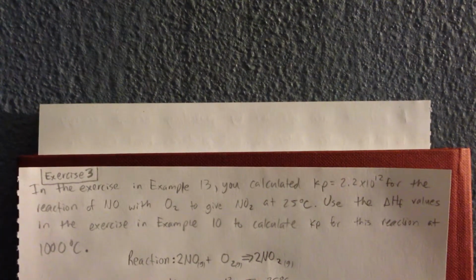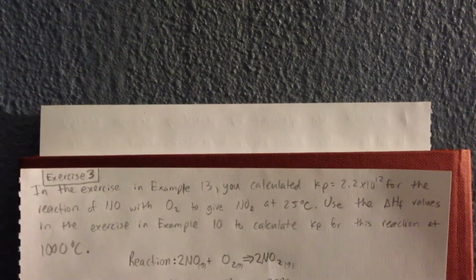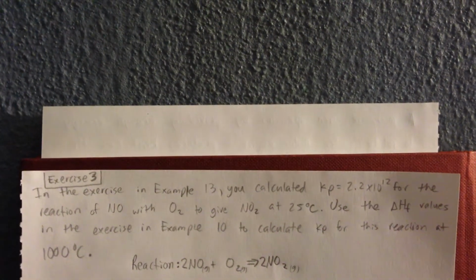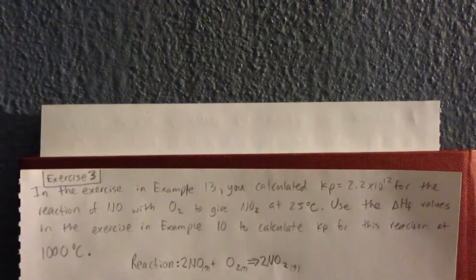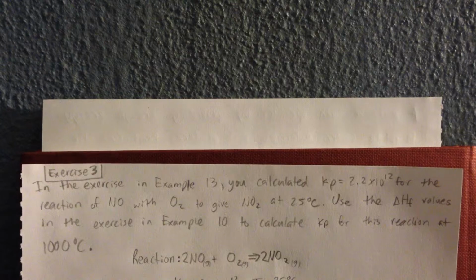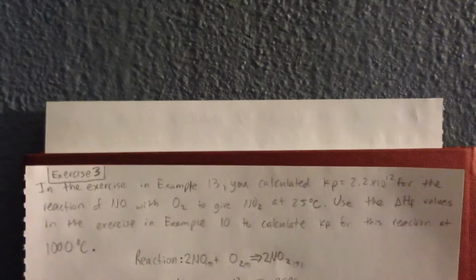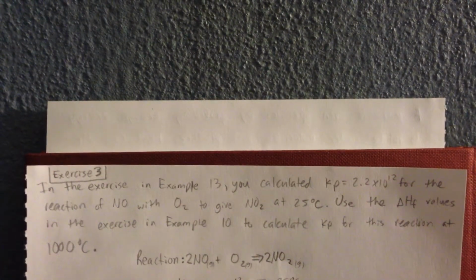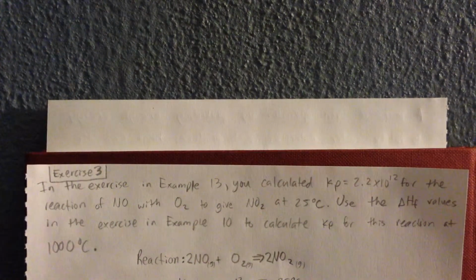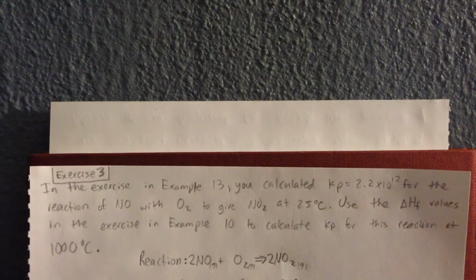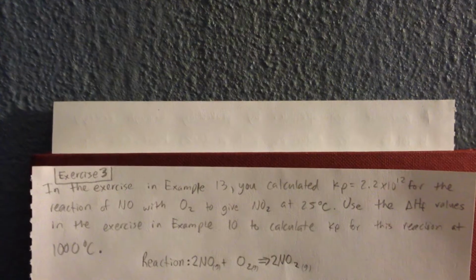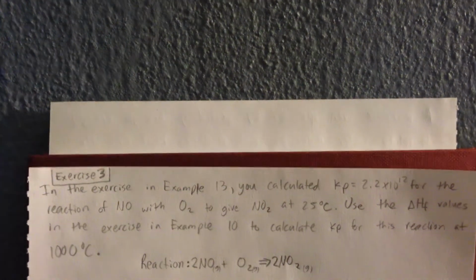So Kp is the equilibrium constant in terms of pressures, and as you can see in our reaction we have gases, which can only exert pressures. On ChemWiki they refer to example 13 and example 10. I looked on there and they didn't actually give me the enthalpy of formation values for this problem, so I took matters into my own hands and had to Google them. But anyways, let's proceed. So we have our reaction here.